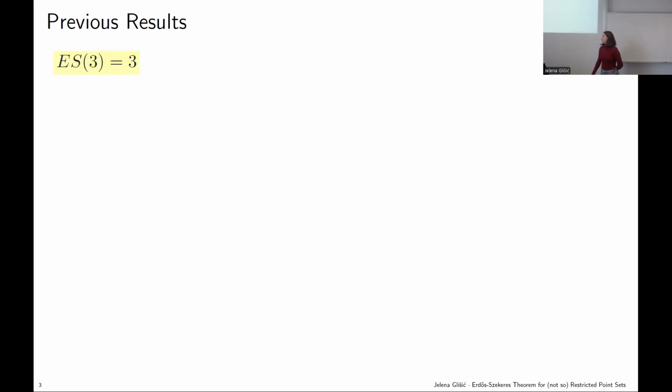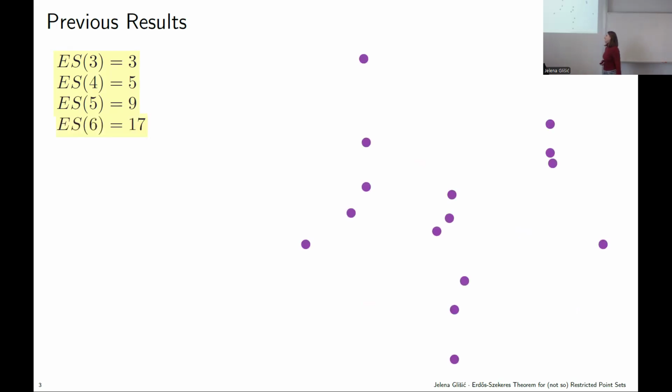And in general, what do we know? Well, the number for 3 is 3 because 3 points in general position are a triangle. For 4, it's 5. For 5, it is 9. Here are 8 points that don't have a convex 5-gon. If you want, you can try to find one, but you can also believe me. For 6, the number is 17. Here are 16 points that don't have a convex hexagon. And this is all the exact numbers that we know, but you can see some pattern there.